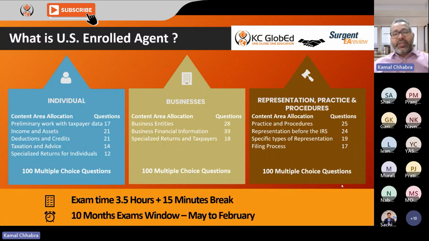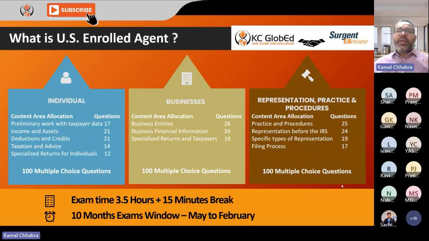To pass each exam, you need to score 70. The national average pass rate is around 72%. That means if 100 students sit for the exam, on average 72 pass in one go. Each exam is 3.5 hours, and you get a 15-minute allowed break.